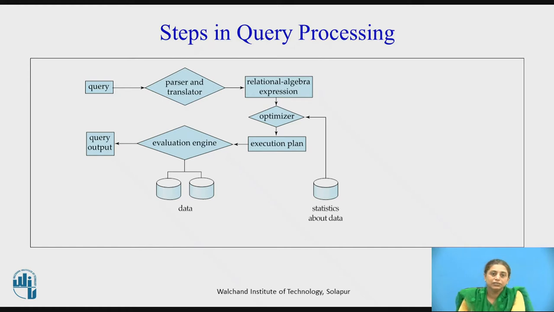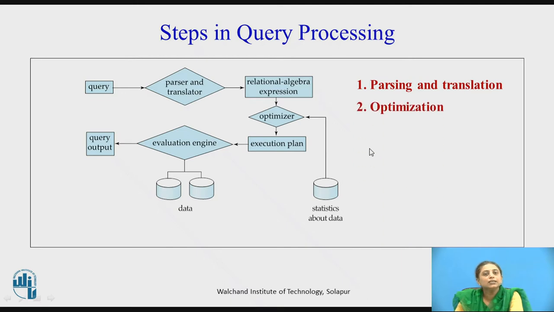So this is the query engine, how it executes. First, the query will be given to the parser and translator. The first step is parsing and translation. The query that we have written, for example an SQL statement, will be converted into a relational algebra expression using the parser. Now, there can be one or more relational algebra expressions or plans for a given query. Those plans will be passed to the optimizer.